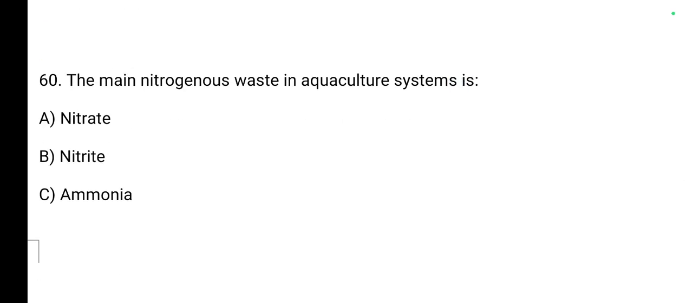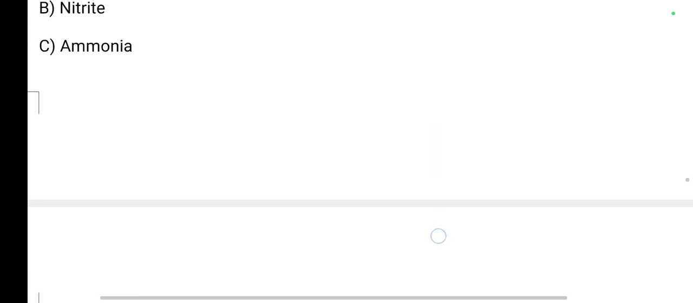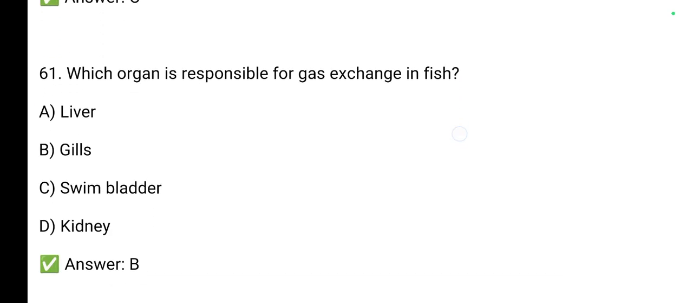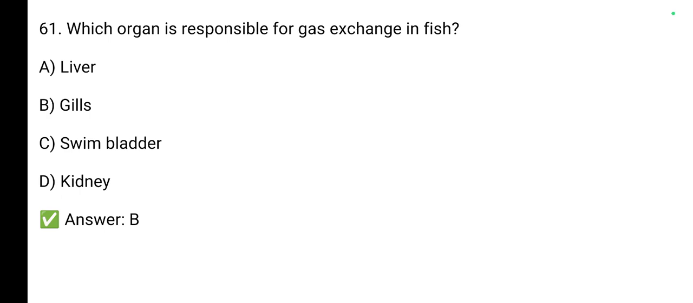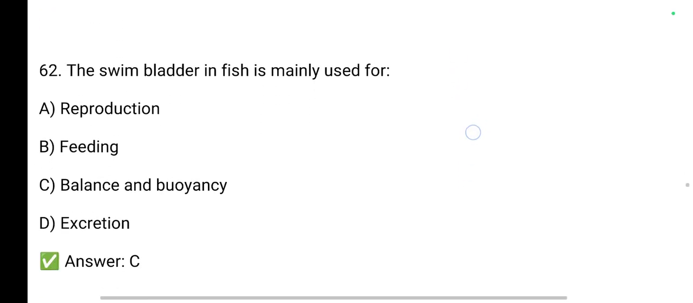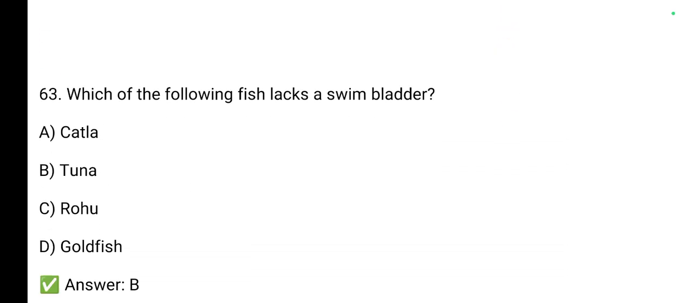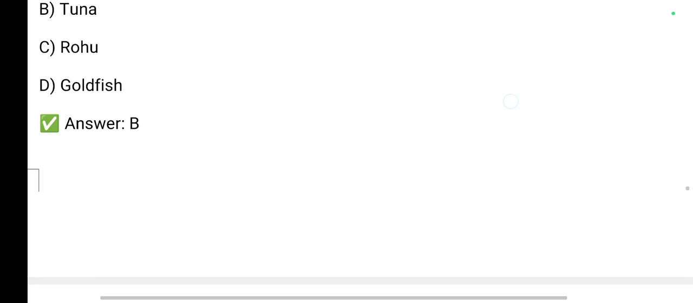The main nitrogenous waste in aquaculture system is ammonia. Which organ is responsible for gas exchange in fish? So it will be gill. Swim bladder in fish is mainly used for balance and buoyancy. Which of the following fish lacks a swim bladder? So the answer will be tuna.